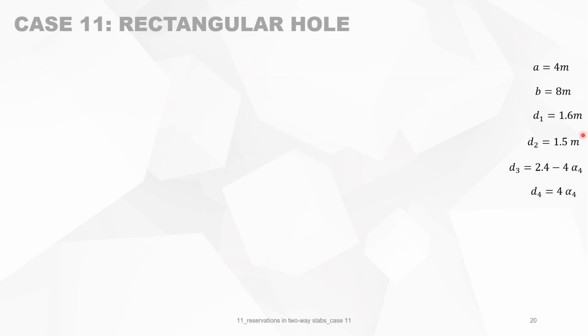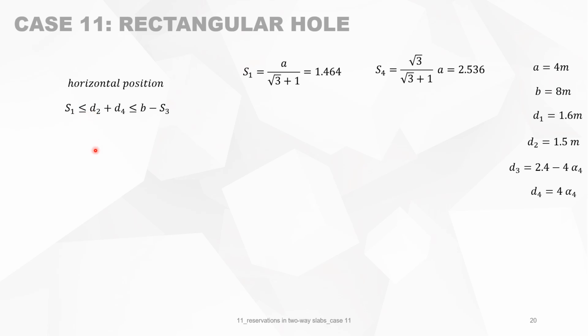So now, with those, in this particular case, we can calculate S1 and S4. We check the horizontal position, is it all right? So we know that we have fulfilled this condition. You fill in S1 and S4, and you arrive at this inequality. You work it out, and you see that alpha 4 must be between those two, so that's okay.